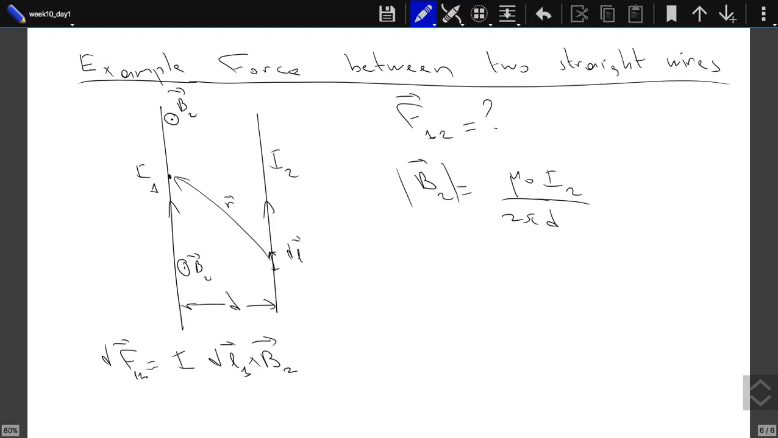First of all, what is the direction of this force? What is the direction of dl1? dl1 is upward. B is in that direction. So dl1 cross B is towards the other wire. Convinced?